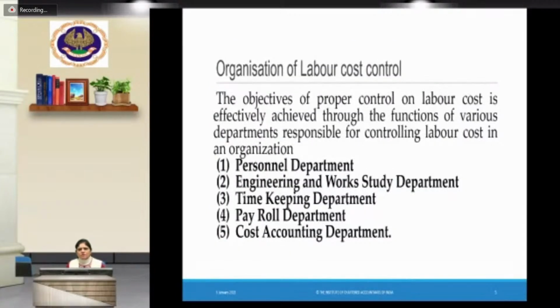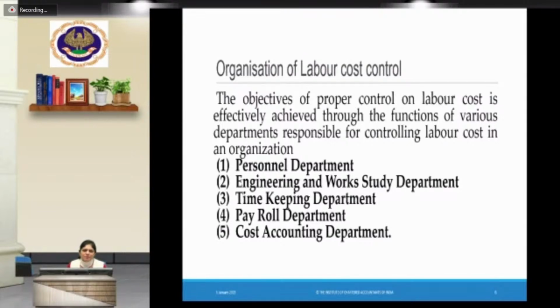Organization of labor cost control. So basically, there is a whole spectrum. Whole departments are associated with it, and they contribute towards labor cost control. So it's not the responsibility of a single department or a single activity or a single function. It's the cohesive responsibility of all the departments involved in the computation of the labor cost. So the objectives of proper control on labor cost are effectively achieved through the functions of various departments which are responsible. Now let us quickly understand what these departments are.